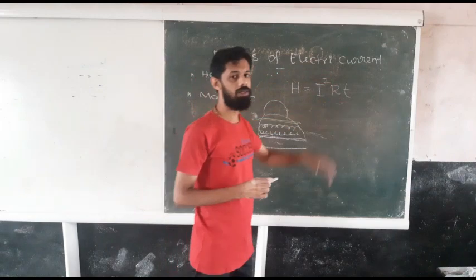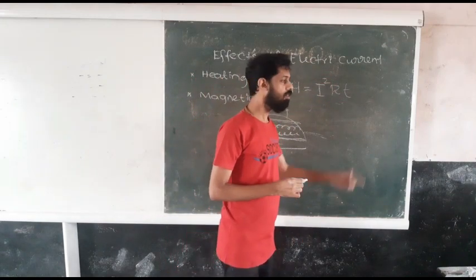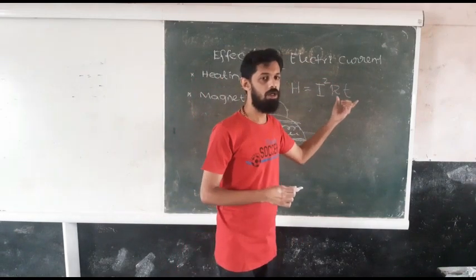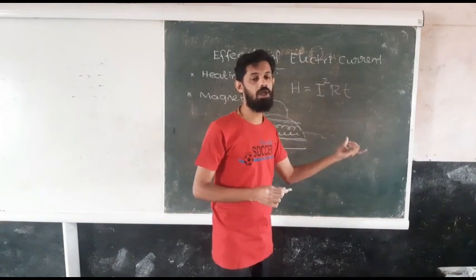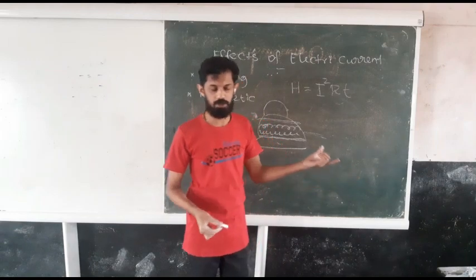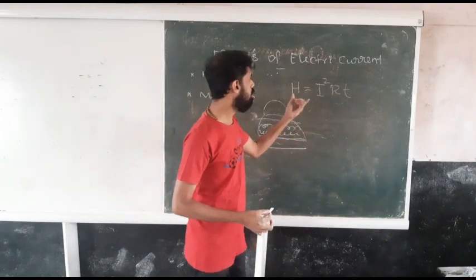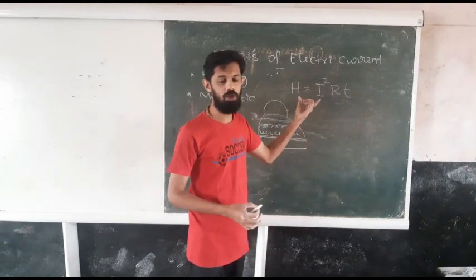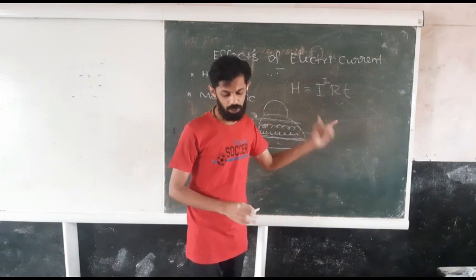There is a derivation. It has three equations. All the three equations, how to derive them, I will tell you later in the next classes. Now, just to remember, the main equation of Joule's law: H = I²Rt.